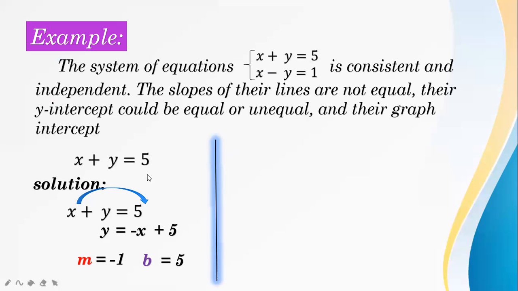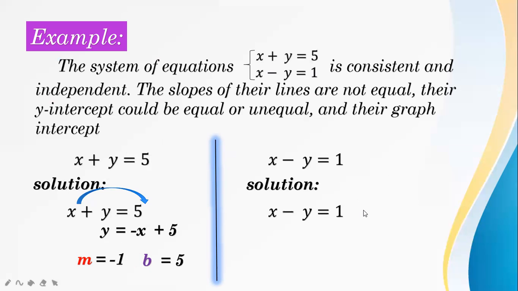Next, after you change this standard form into slope-intercept form, and after you identify the values of m and b, then the next one is the second equation. We have your x minus y equals 1. Then again, you need to change this standard form into slope-intercept form. So again, you transpose x. So kailangan i-isolate natin yung y on the left side.